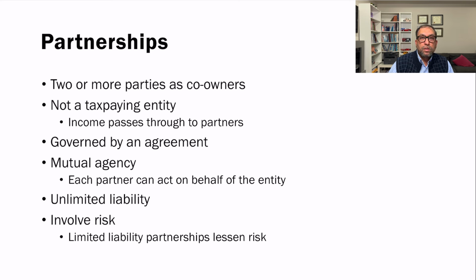It is governed by an agreement, a contract between the partners. Mutual agency: each partner can act on behalf of the entity, and as I mentioned, there is unlimited liability for all the partners. But in some cases, it is possible that a few partners can have limited liability. It involves risk; definitely there is risk, but limited liability partners lessen the risk, and this risk is lessened only for the limited liability partners, not for all the partners.